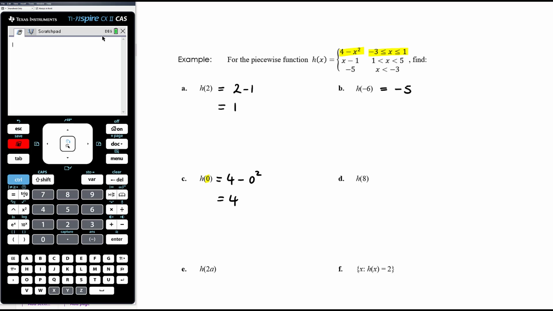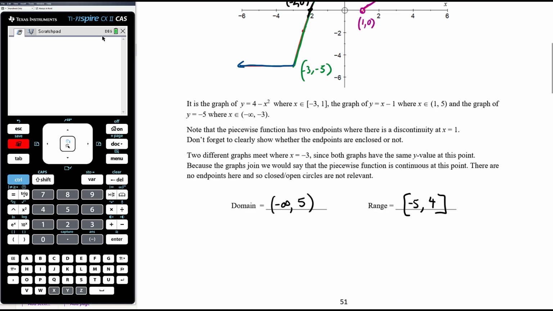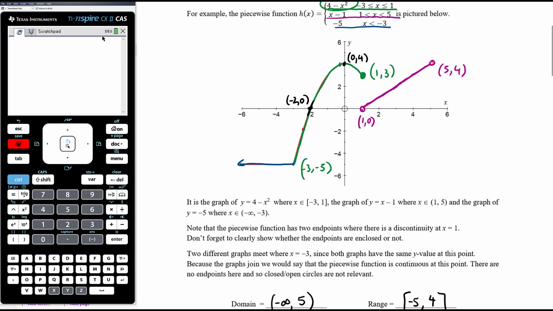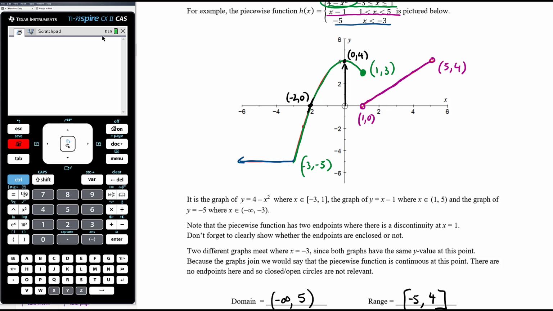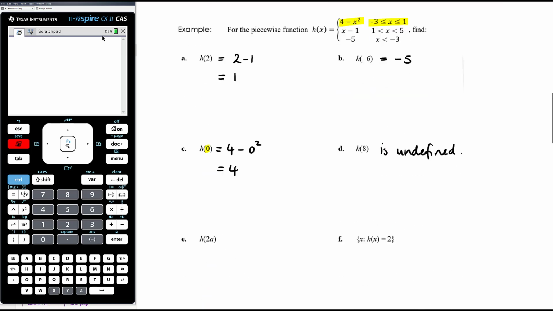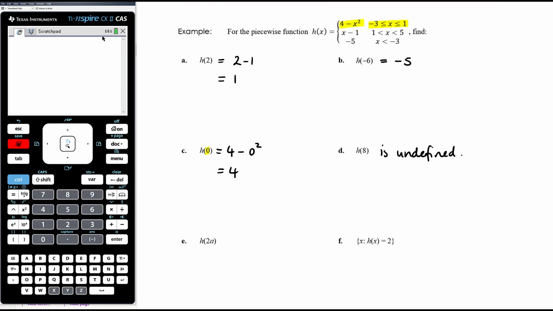h of 8, now 8's outside of the domain, so h is not defined when x equals 8. h of 8 is undefined. Again, we can see on the graph, 8's out here. There's nothing happening here. There is no graph out here. Okay. h of 0, as we just worked out, is part of the green part of the function. h of negative 6, when x equals negative 6, is part of the blue part of the function. So that's those previous two examples we've just looked at.